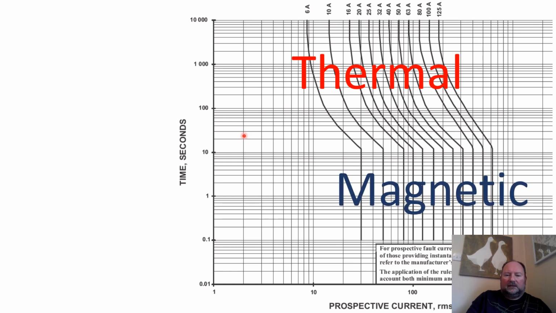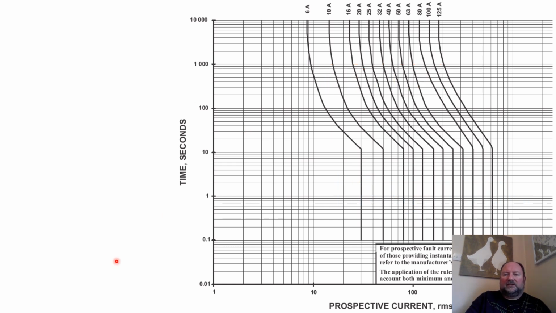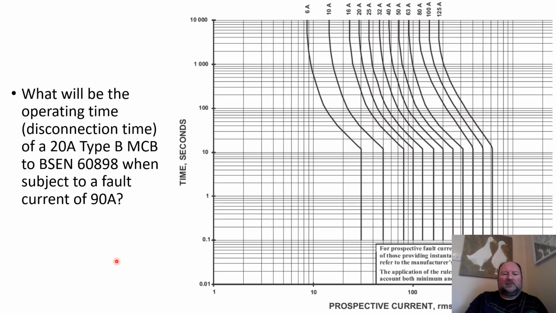Let's then clear that off, and we'll have a look at an example of how to read a current time curve. You may be wanting to know in this example, how quickly will a 20 amp MCB B-type, because it's the same graph, operate at a fault current of 90 amps?